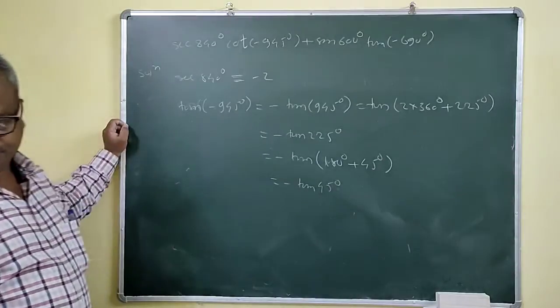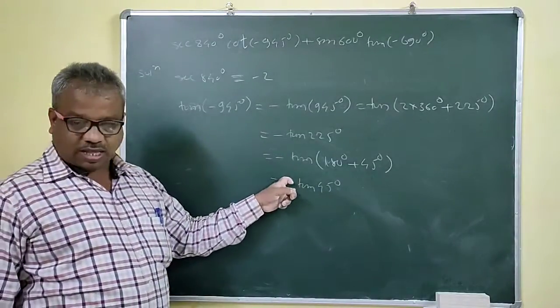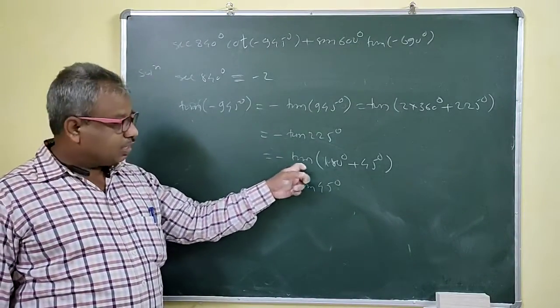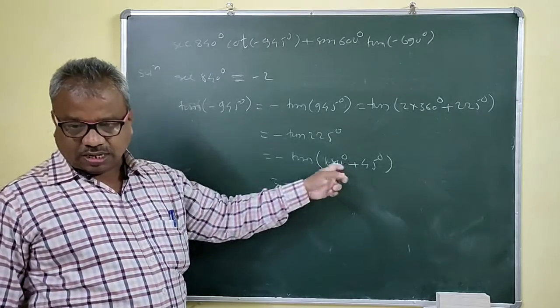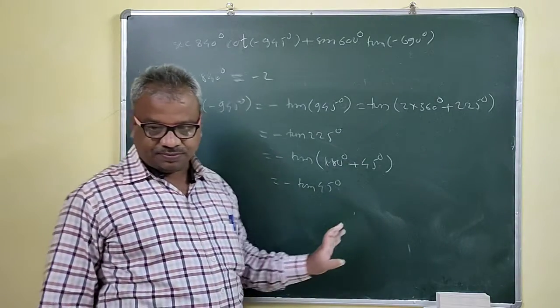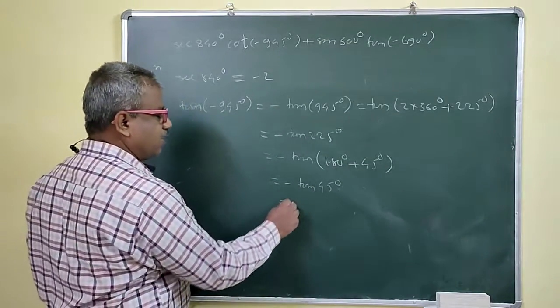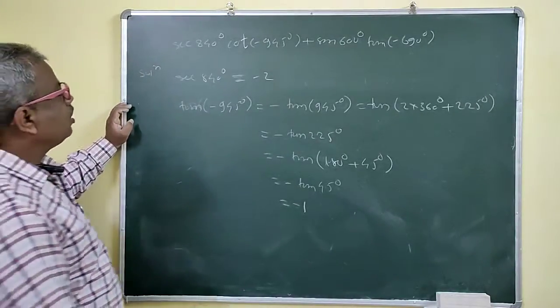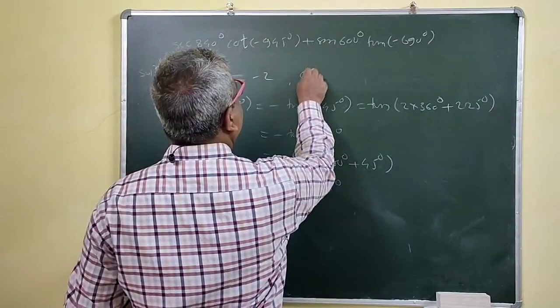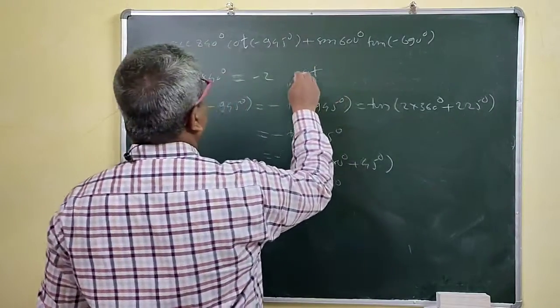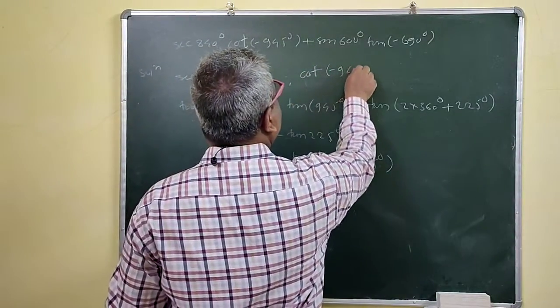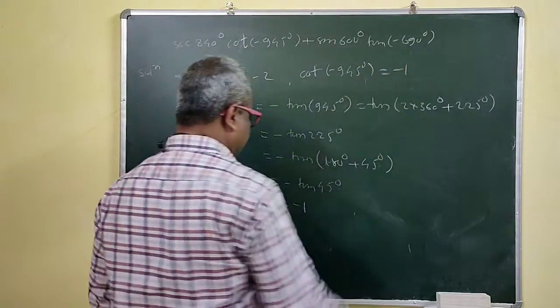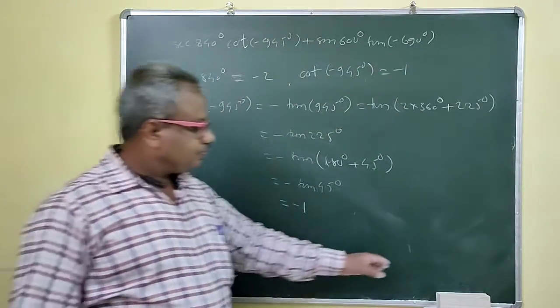This minus is as it is now. This is your original minus. Tan pi plus theta is tan theta. Right? So tan 45 degree is 1, right? So therefore cot minus 945 degree, the reciprocal of minus 1, is minus 1.